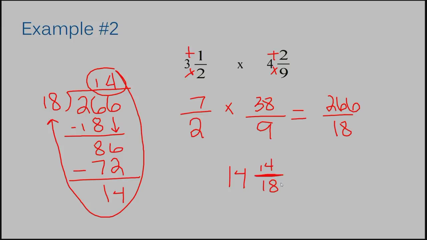Now my answer can be simplified. My whole number 14 remains the same, and then I just figure out something that can go into both 14 and 18. 2 can go into both 14 and 18 because they're even. 14 divided by 2 is 7. 18 divided by 2 is 9. So the answer to example number 2 is 14 and 7/9. Let's move on to example number 3.